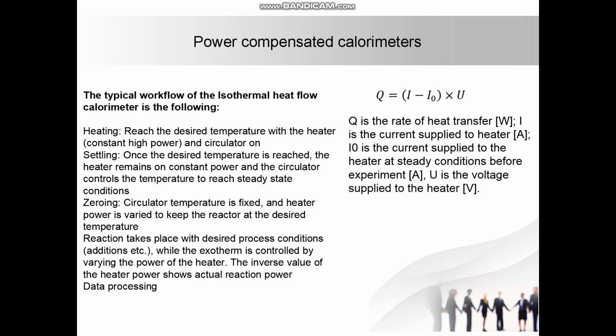So now the temperature profile of the reactor is entirely controlled by means of the power provided to the reactor. When the reaction is taking place inside the reactor, the exotherm will generate heat, and to maintain the same temperature, there will be a reduction in required current, because the current supplies energy to maintain the temperature. When the reaction itself is generating heat, the heat required by means of current will be less. So the inverse value of heater power actually provides the heat of reaction. This is how the power compensated calorimeters operate.